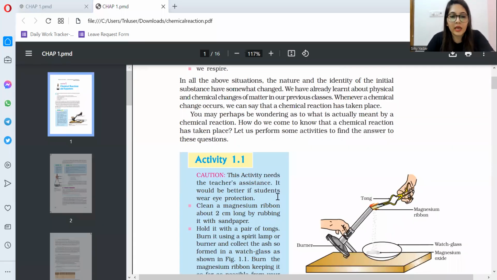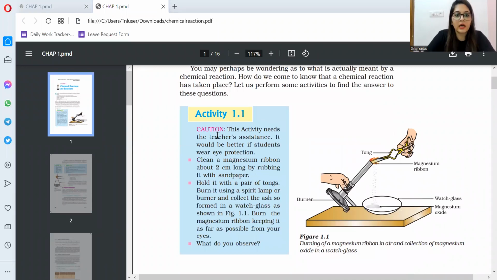And now we'll look at one activity, and by this you will understand how a chemical reaction takes place. Now, if you see this, there is a magnesium ribbon that we are taking and burning. We are holding this magnesium ribbon with the tongs, and then we are burning it. Before burning, we have properly rubbed this magnesium ribbon with sandpaper so that whatever magnesium oxide layer was there on the top of the magnesium can be removed, and then we will burn it.